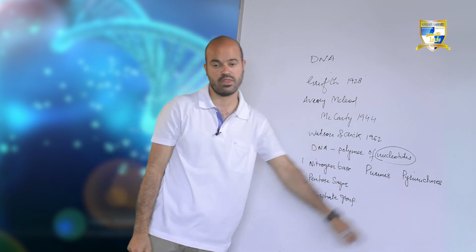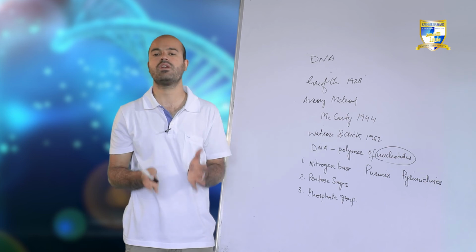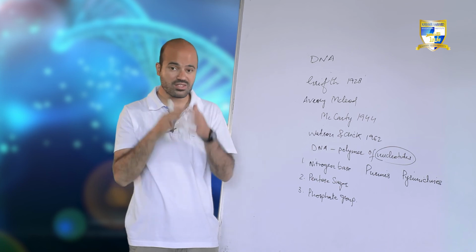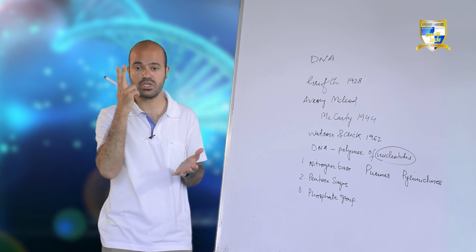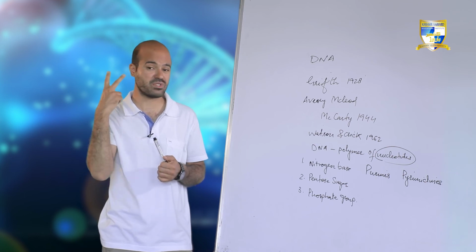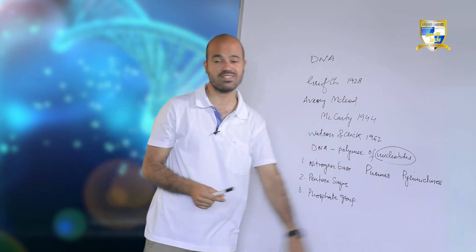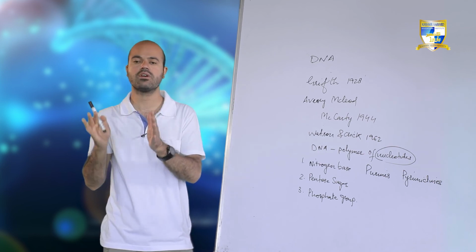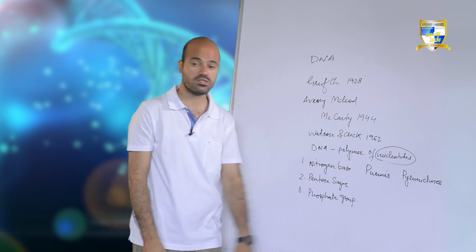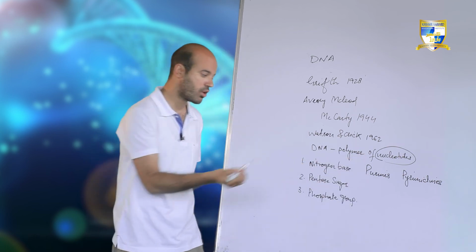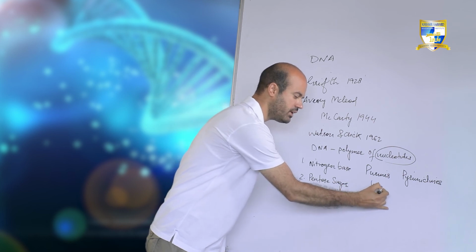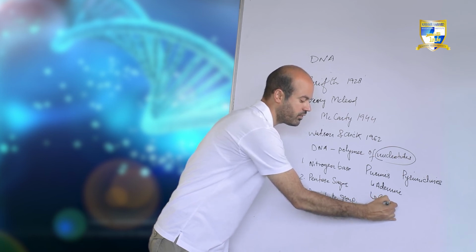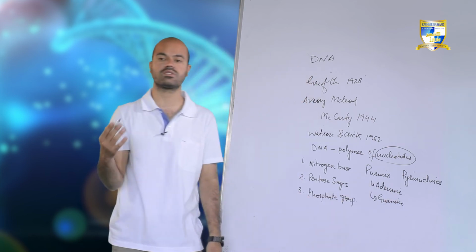Purine is a nitrogen base which is made up of two rings. It is an organic compound that possesses two rings. But pyrimidine is a single ring organic compound. And purines are of two types. One is called adenine and another one is called guanine.